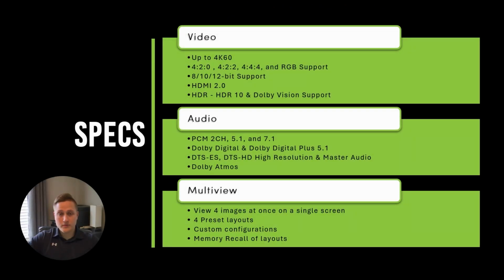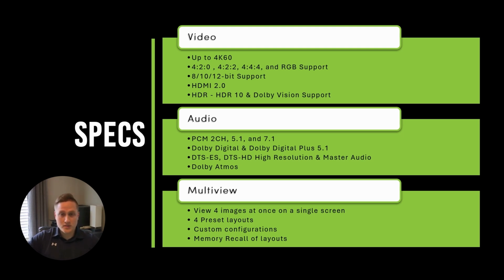The MV41 V2 delivers strong video and audio capabilities that customers will recognize from the original MV41. On the video side, it supports up to 4K 60 with full chroma subsampling and color bit depth support. It also supports HDMI 2.0 and full HDR capabilities, including HDR10 and Dolby Vision, all standard expectations for today's premium AV systems. For audio, the MV41 V2 has support for PCM and multi-channel audio formats.